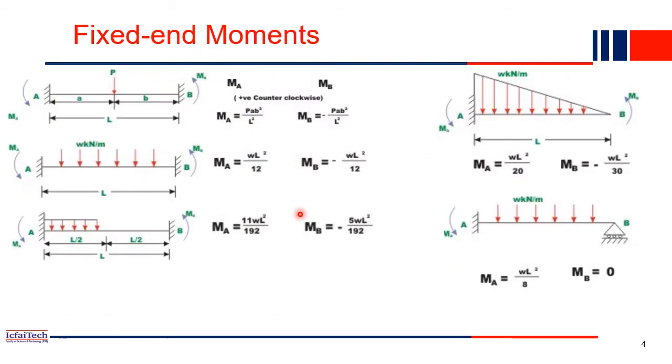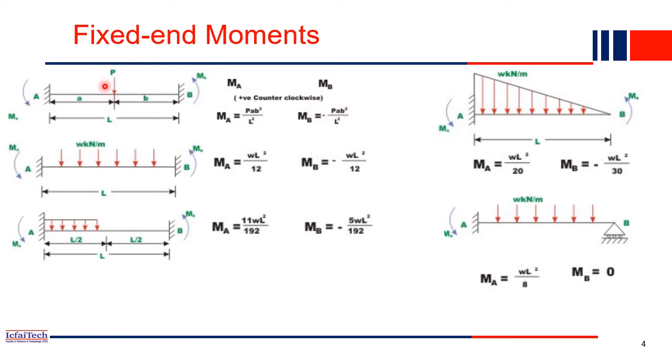Now this is the fixed end moment. This chart you can remember, all the values, no need to derive. When you have both ends fixed and a point load P is acting, then the fixed end moment at A will be P A B square by L square. Just remember this, or even in the exam you can just write it down on a paper. So MA will be this much and MB, the fixed end moment at this support, will be this much.